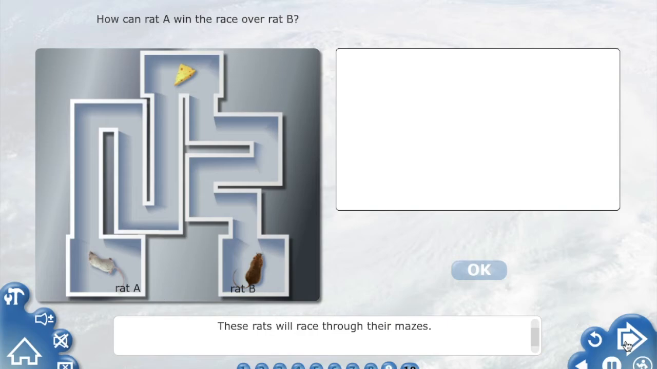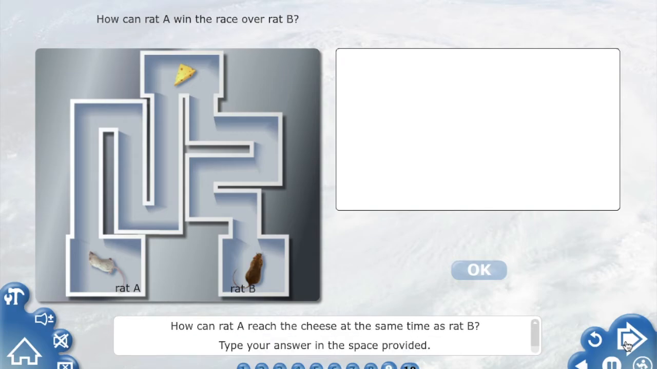These rats will race through their mazes. How can rat A reach the cheese at the same time as rat B? Type your answer in the space provided. Click OK when you are finished.